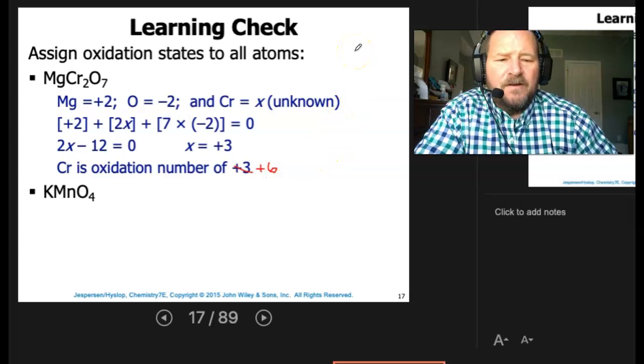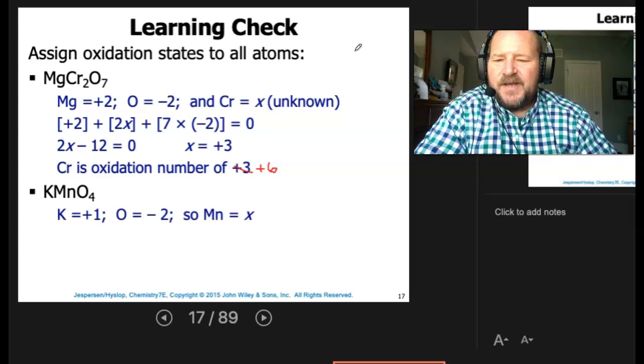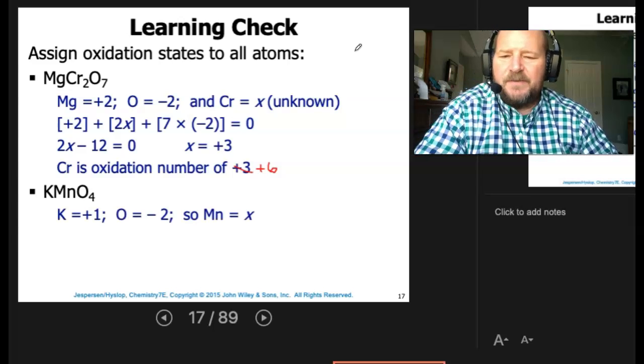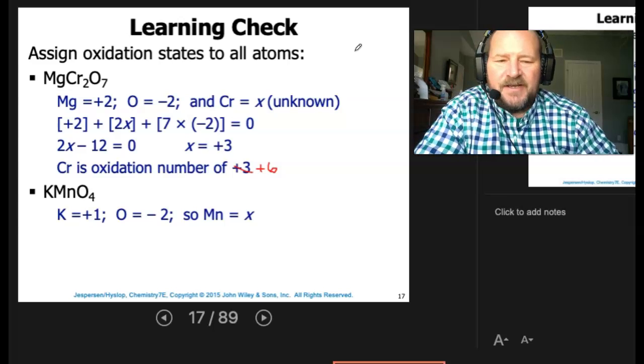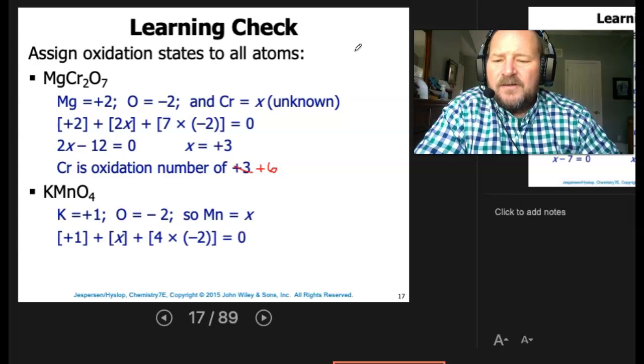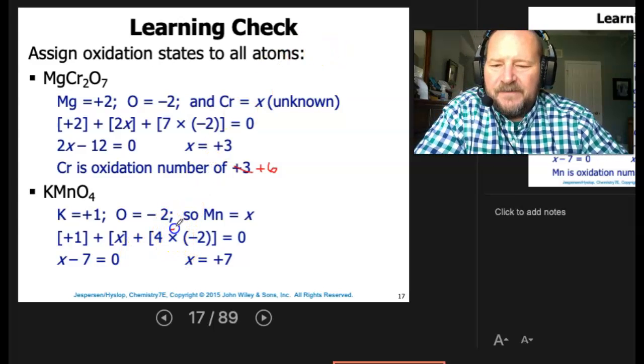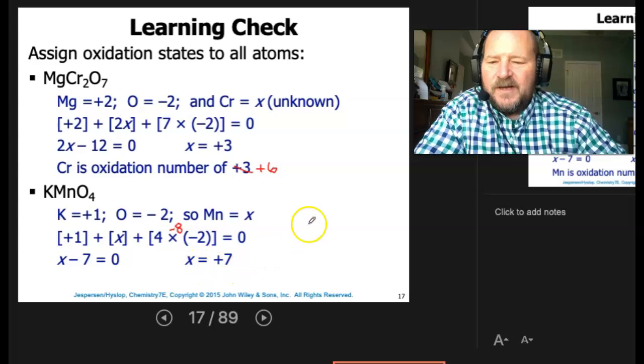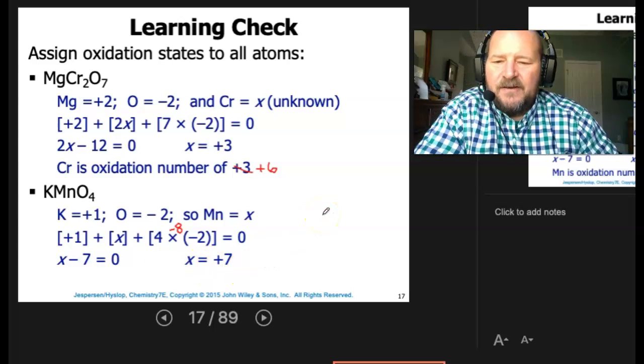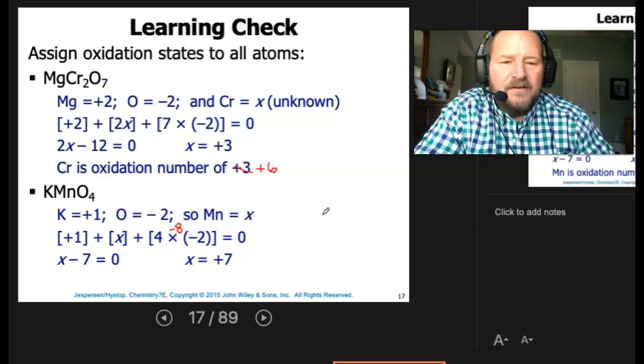Okay. All right, how about KMnO4? So K here is going to be plus 1, oxygen is going to be minus 2, and now the manganese is going to equal X. So plus 1 plus X plus 4 times negative 2 all has to equal 0. Let's see if they got this one right. Now I'm a little apprehensive. So here we have 4 times 2 gives us negative 8 plus 1. So we're going to have 7. So it's going to be X with a negative 7. Therefore, X has to equal 7. So here manganese then would have a charge of plus 7.